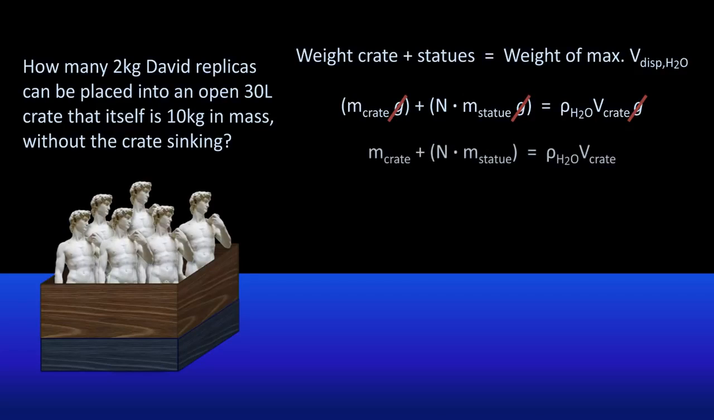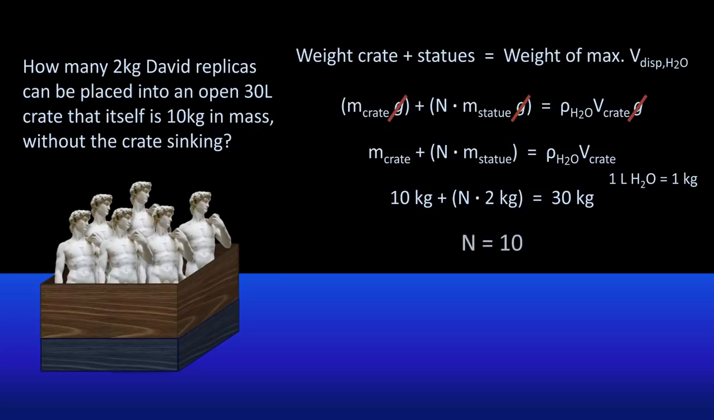Now let's enter in the specific numbers. The mass of the crate is 10 kilograms, the mass of each statue is 2 kilograms. While we could calculate the product of the density of water and the volume in terms of cubic meters in order to get the water's mass, we could also use an important relationship from the last lesson. The mass of 1 liter of water is 1 kilogram. Therefore, the mass of 30 liters of water is 30 kilograms. Solving for n, we find that n is equal to 10. So with 10 statues added, the water level will reach the lip of the crate.